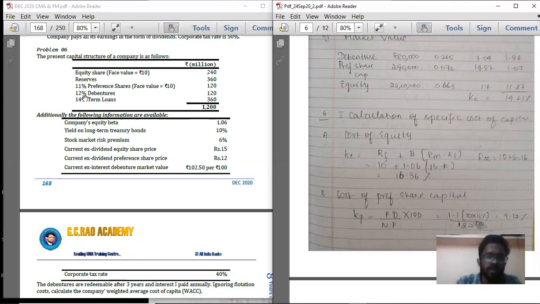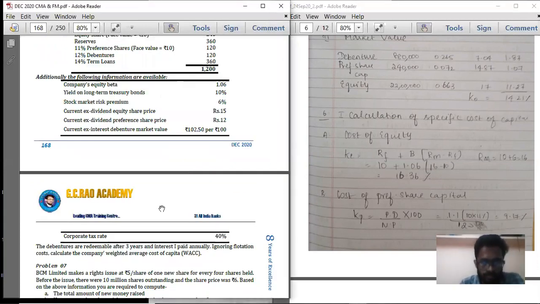And cost of preference is 11 and cost of debentures is 12. But this cost of debentures is before tax rate. So you should calculate the after tax debentures rate and after tax term loan rate. Next, they have given the current ex-dividend equity share price, that is market price of equity shares, and market price of preference shares and market price of debentures, and also the corporate tax rate, that is 40%. The debentures are redeemable after 3 years, and interest is paid annually.